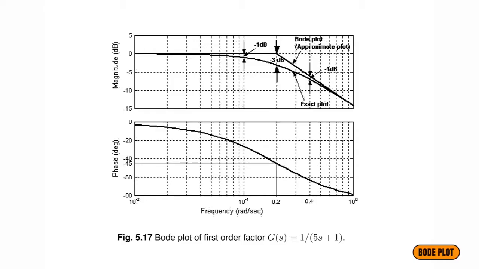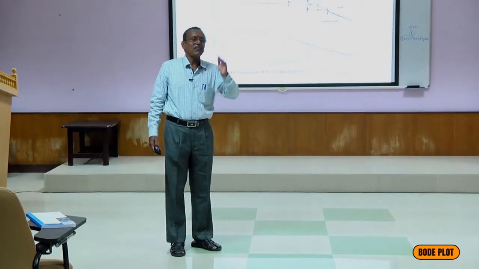If we substitute 2 by tau here, and 0.5 by tau here, you will get minus 1 dB and minus 1 dB. That is the necessary correction we have to do at the corner frequencies. If you do that necessary correction, you will get the exact plot. Sometimes we need that correction. Always it is not required. If it is asked in the examination, then the student has to do it. Otherwise, no need.